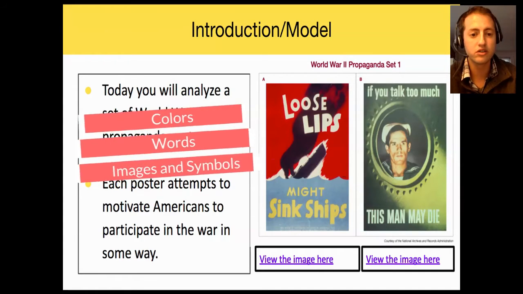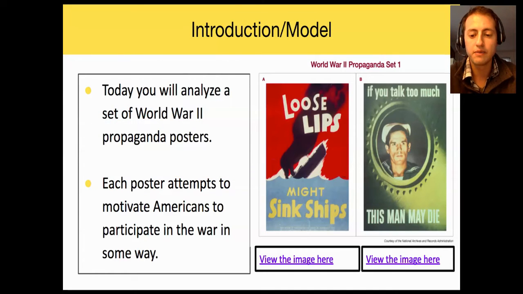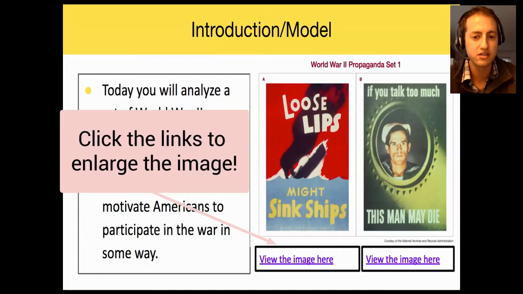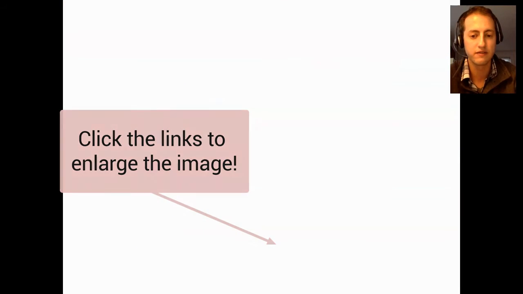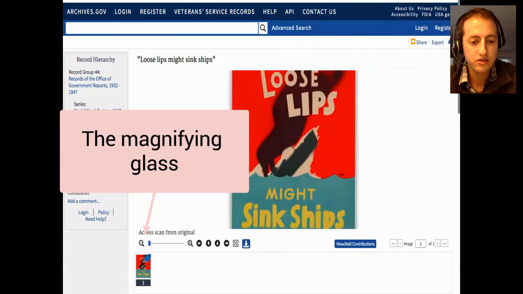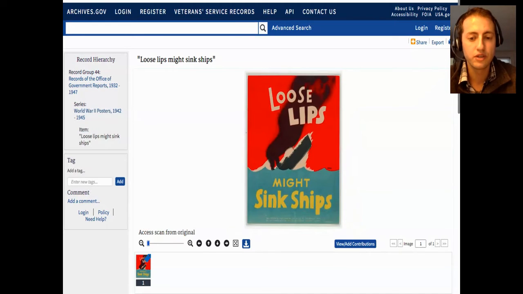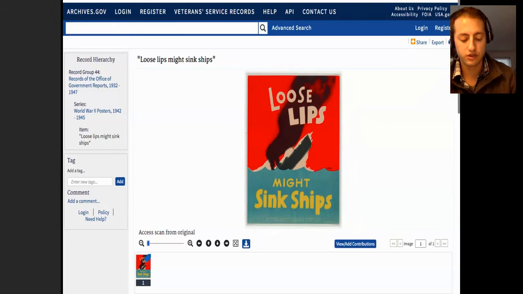So taking a look at these two posters, we can draw a lot of information by looking at colors, words, and symbols or objects that you see in the poster. I'm definitely going to want to zoom in on these because the slide isn't showing me them very large. So I'm going to click the link underneath where I can view the image more closely. Now I can zoom into the image using this zoom bar down here. So I can look at the whole image at once, or I can zoom in more closely. So first, let's take a look at the whole image at once.